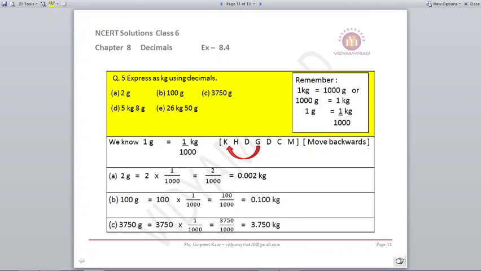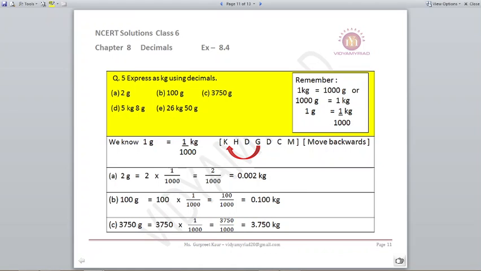So I have given the questions in grams here. You need to move backwards to K. K means kgs. Gram to kgs, 3 steps are there. Moving backwards, so to be divided by 1000. So 2 grams means 2 upon 1000, which is equal to 0.002 kgs. 100 grams means 100 upon 1000, which is 0.100 kgs.